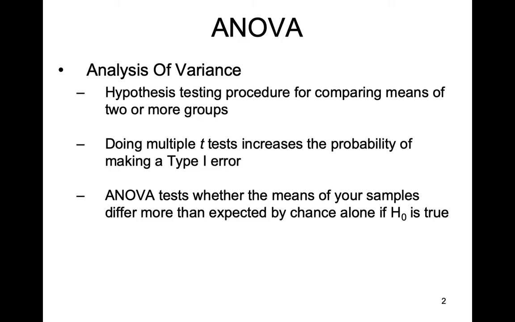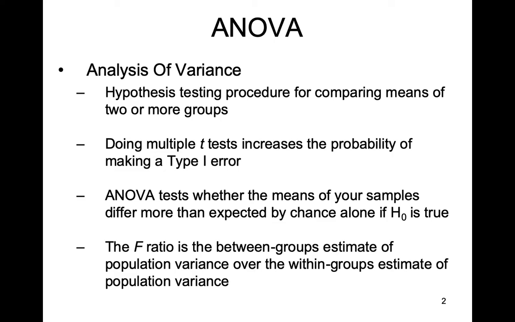So what our analysis of variance tests is whether the means of our samples differ more than expected by chance alone if the null hypothesis is true. And what we calculate with an ANOVA is an F ratio. That F ratio is the between groups estimate of population variance divided by the within groups estimate of population variance. As I introduced in the previous lecture, essentially what we're doing with the F ratio is we're coming up with two different methods of estimating the same thing, which is the population variance.